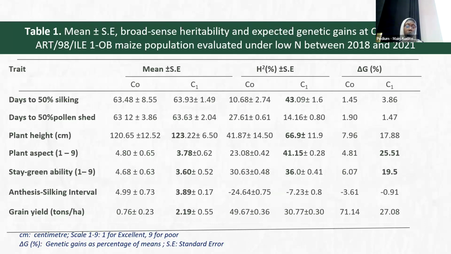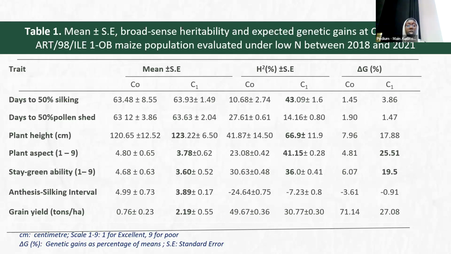We also use a scale of 1 to 9, 1 for excellence and 9 for poor. Staggering ability also improved from 4.68 to 3.6 in the second cycle. Anthesis-silking interval, which is the gap between days to 50% silking and days to 50% pollen shed, is also assessed under low soil nitrogen condition.